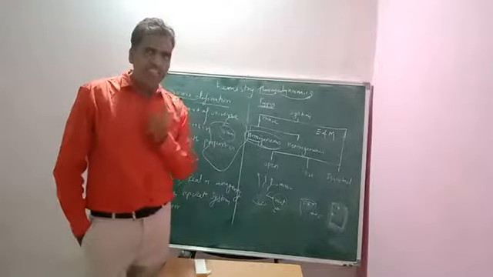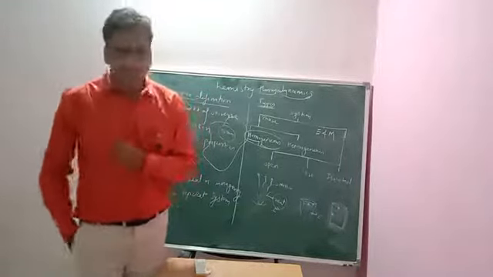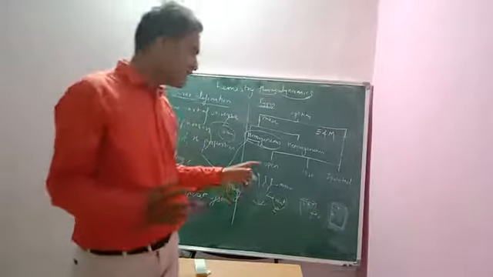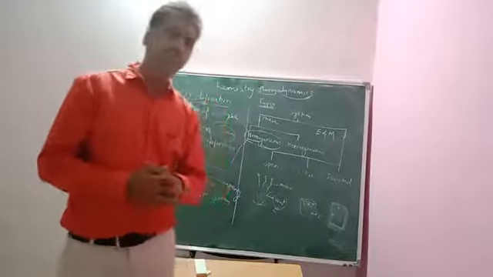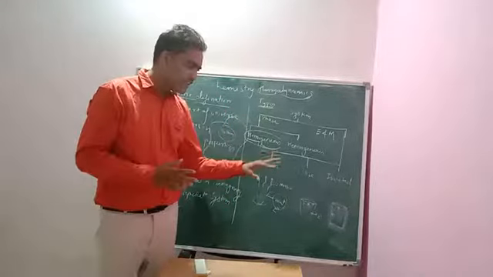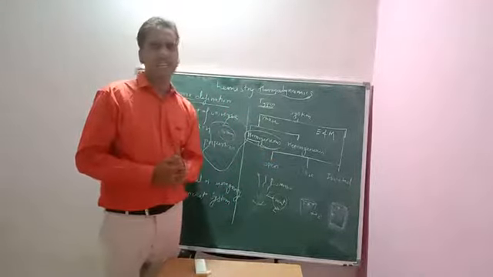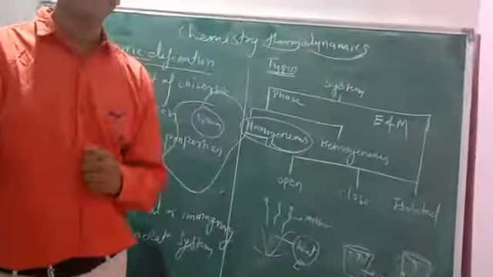The system which can exchange both energy and matter with the surrounding is called an open system. The system which exchanges only energy is called closed, and the system which is unable to exchange energy as well as matter is called an isolated system. Okay, thank you.